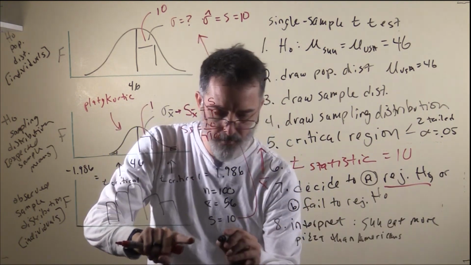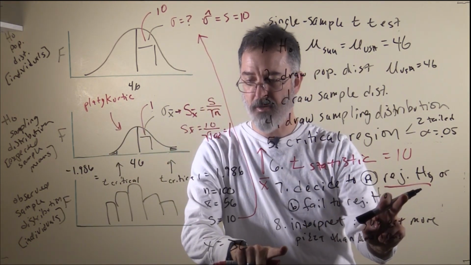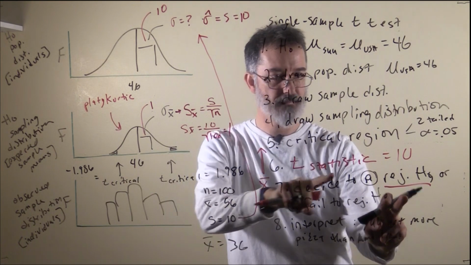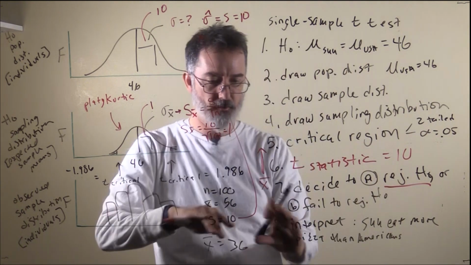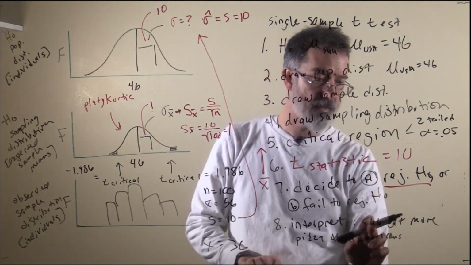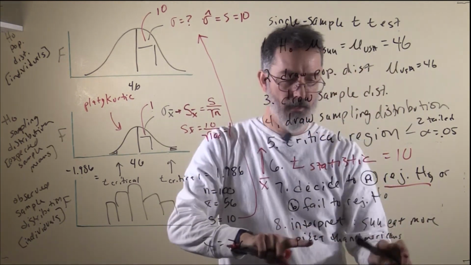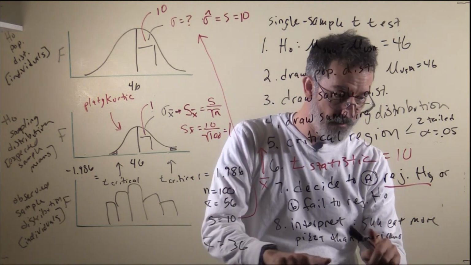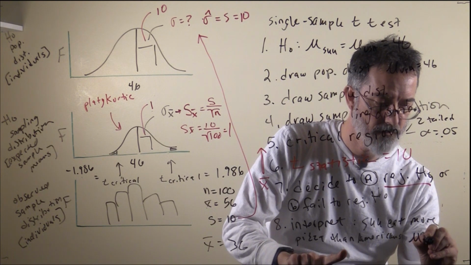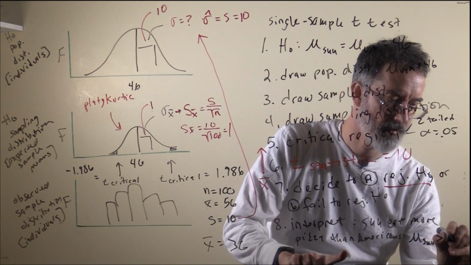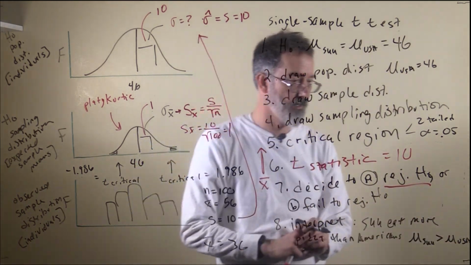So if our sample mean would have been smaller than this, 36 for example, we still would have rejected the null hypothesis because the test statistic still would have been 10 because it's 10 away, except it would have been a t of negative 10. We still would have rejected the null hypothesis, but then our interpretation would have been SUU students eat less pizza than Americans, right? And we could have also written out this interpretation symbolically. So SUU students eat more pizza than Americans. The population mean for SUU is greater than the population mean of Americans. So this mathematically says the same thing as our interpretation here.